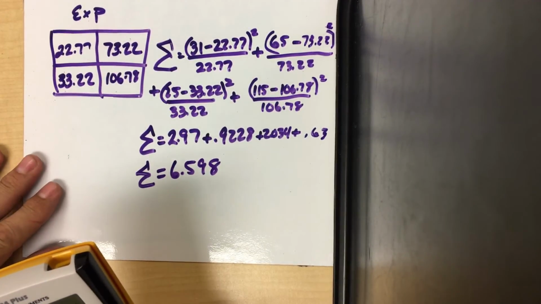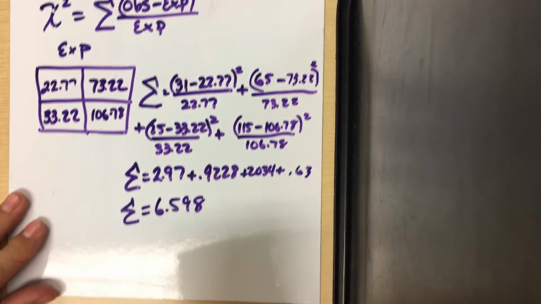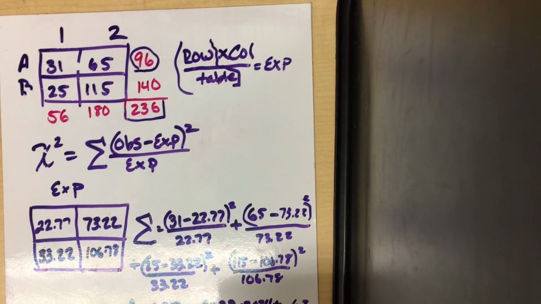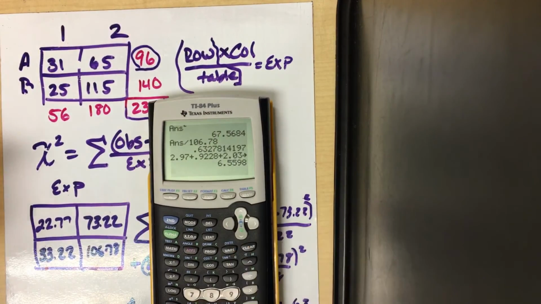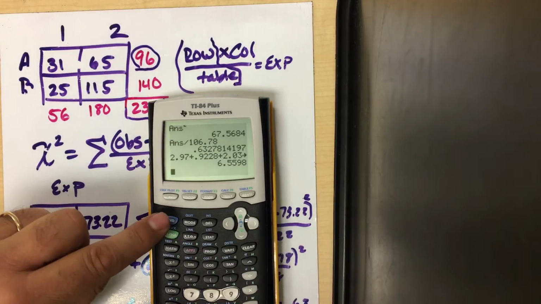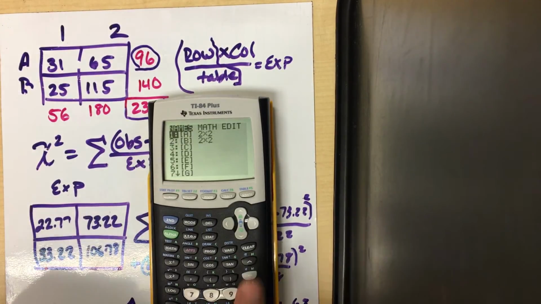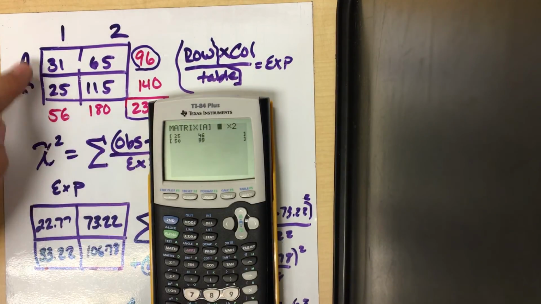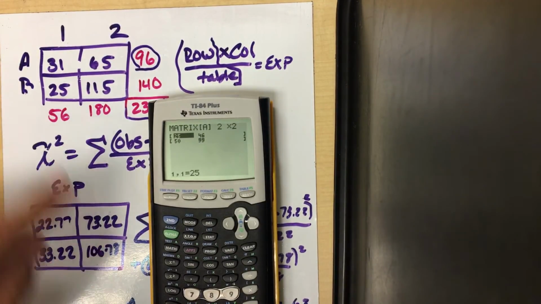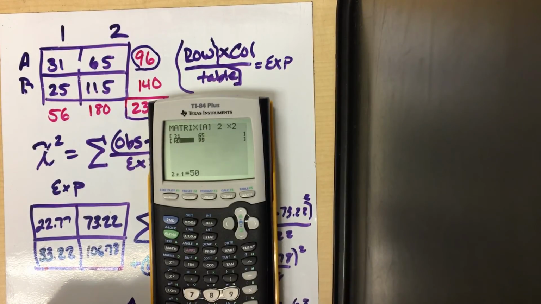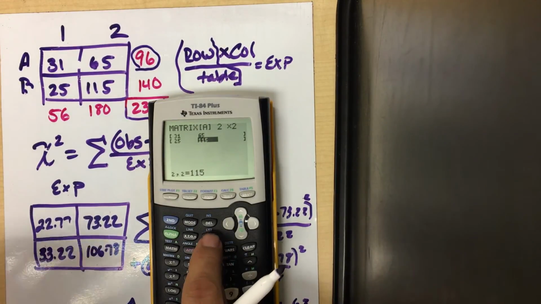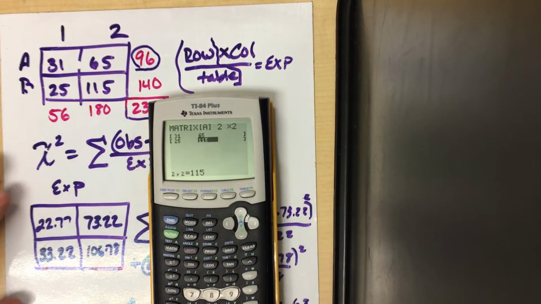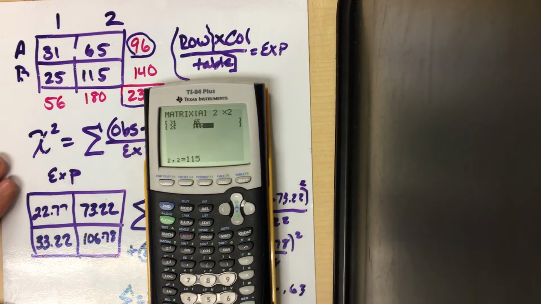So now I'm going to show you a quick and easy way to do all of that work in the calculator. So in order to do that, we're just going to enter this matrix. So we're going to take the red pill, or is it the blue pill? I forget. So we go to matrix, go to edit, and it's 2 by 2, so 2 enter, and it's 31, 65, 25, 115. And so now I've got matrix A. So then I do not need to calculate this expected matrix. The calculator is going to do all that for me.